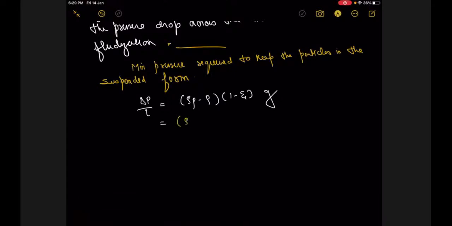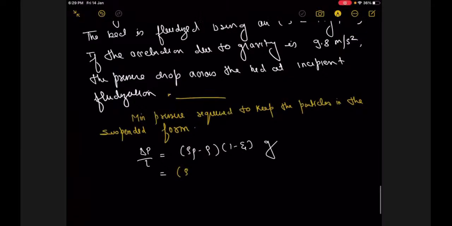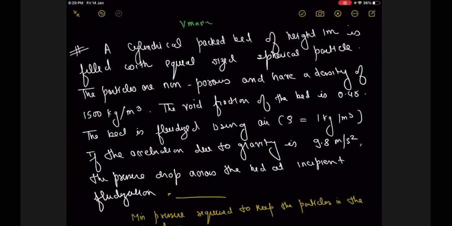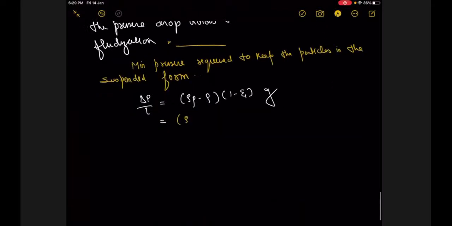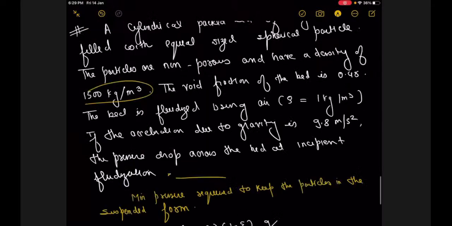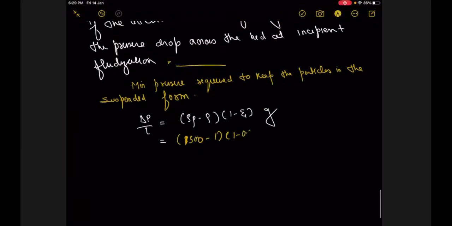So here it is rho P, that is the density of particle, is given. It is 1500 minus air, 1 minus epsilon. Epsilon is nothing but the void fraction, that is 0.45, into 9.81. That's it.